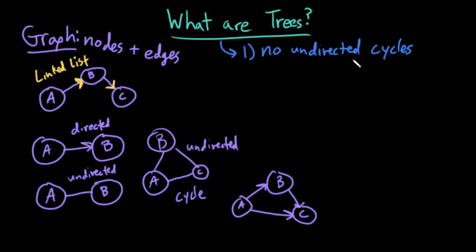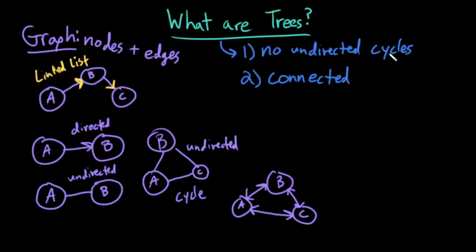But an undirected cycle is a cycle that would come about if I turned all of my directed edges into undirected edges. So if I convert each of these directed edges that I had into undirected edges, I get back this original cycle I had. So this would be an undirected cycle. So a tree cannot have undirected cycles. Also, a tree has to be connected.